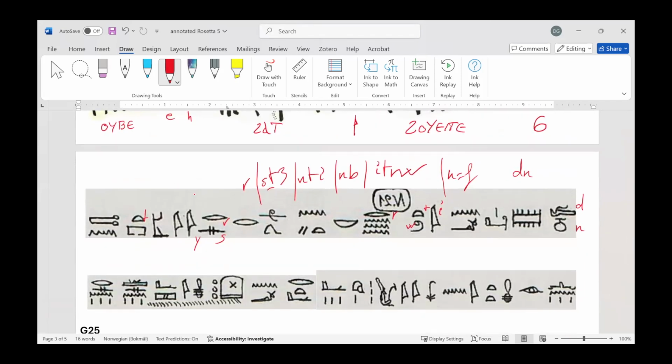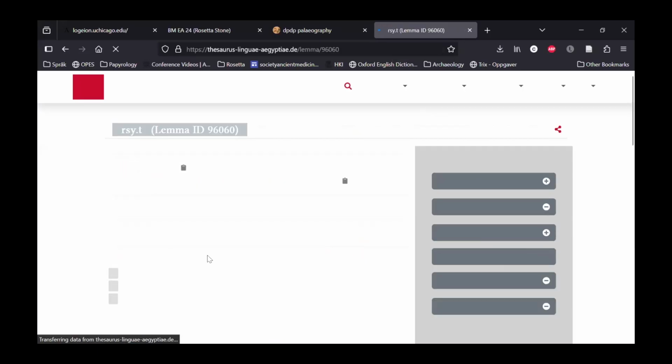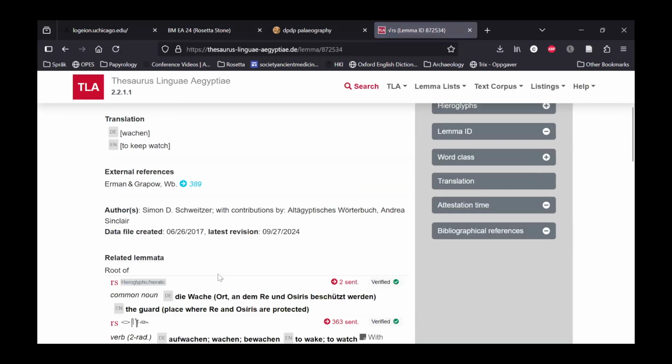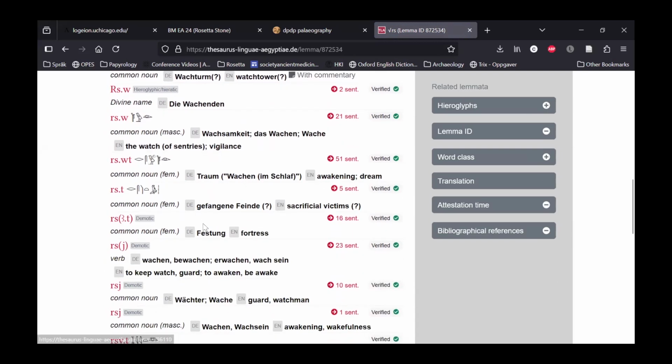Makes sense. How about the underlying verb? I think it's res or resi, to watch over something. I know I've seen that determinative before. Yes, like guards or guard post, something like this.